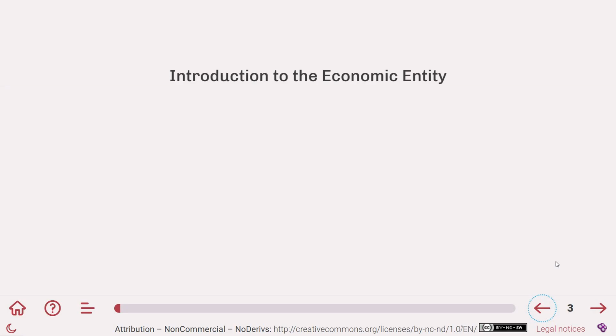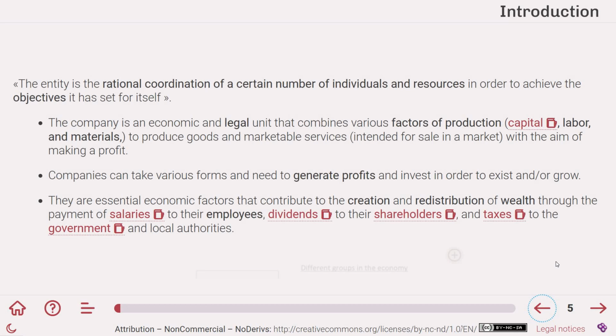So let's begin with the introduction of the economic entities, and let's go to the definition. The entity is the rational coordination of a certain number of individuals and resources in order to achieve the objective it has set for itself. Usually the main or general objective is to maximize profit.